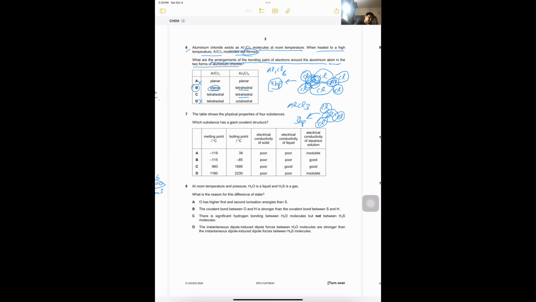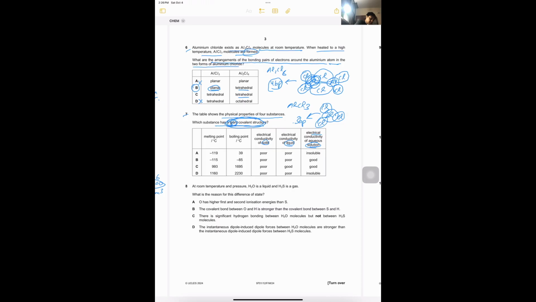We'll move on to question 7. The table shows the physical properties of 4 substances. Which substance has a giant covalent structure? For a giant covalent structure, the first thing is there is no electrical conductivity, or it is very low in both solid and liquid forms, and its electrical conductivity in aqueous solution is also poor, or there is none. But since it's a giant structure, the melting and boiling points will be quite high, and this is all the theoretical knowledge I'm talking about.